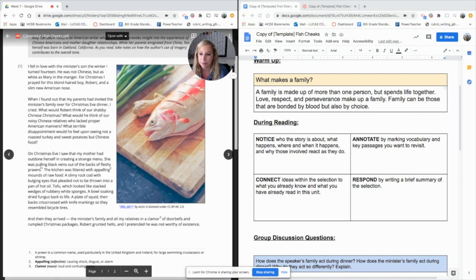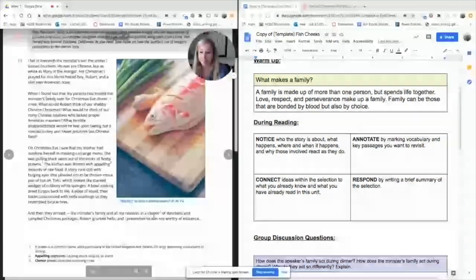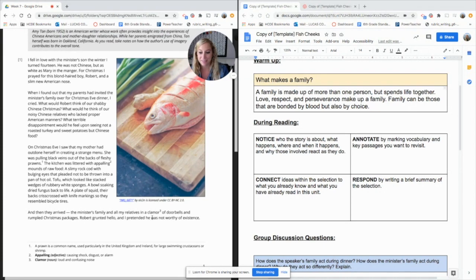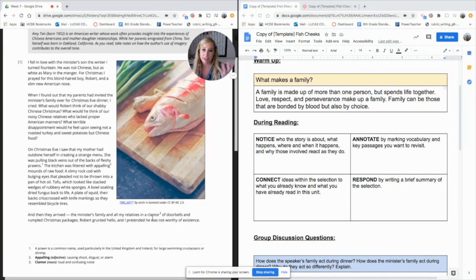So, for example, prawn is a common name used particularly in the United Kingdom and Ireland for large swimming crustaceans or shrimp. So a prawn, a fleshy prawn, may not be something that we see a lot, but that is the footnote that is provided for us. The word appalling means causing shock, disgust, or alarm. And then her relatives are in a clamor, and we see that means loud and confusing noise. So those words are given to us as readers through the footnotes.